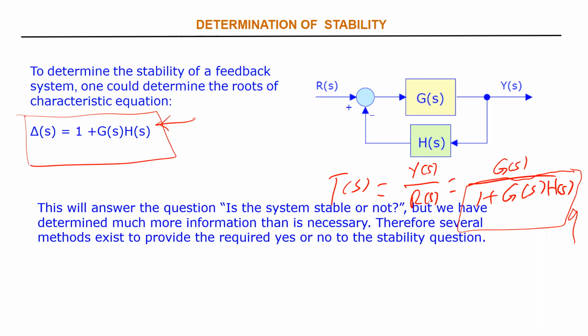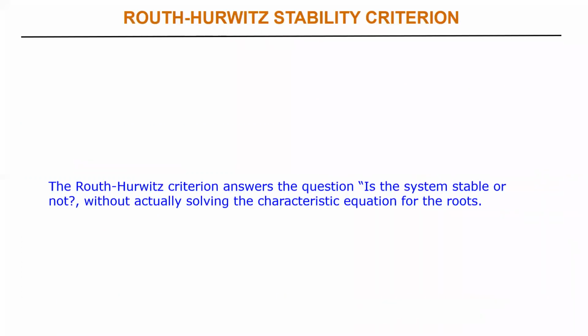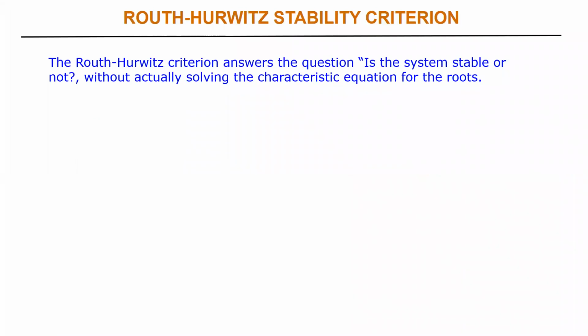Okay? So let's go to the Routh-Hurwitz criterion. We will start the first test for stability. We call it the Routh-Hurwitz criterion. The Routh-Hurwitz criterion will answer the question, is the system stable or unstable, without, as I said, solving the characteristic equation. Okay?